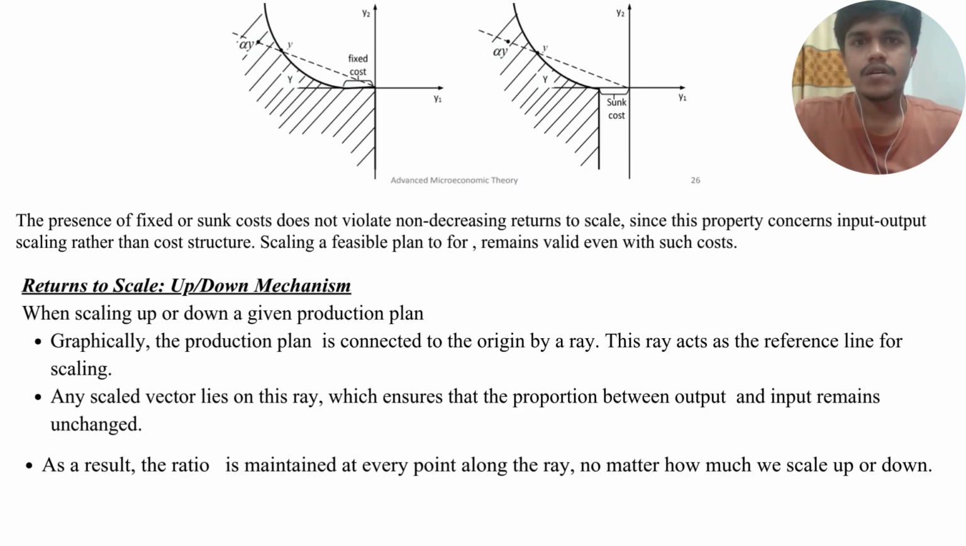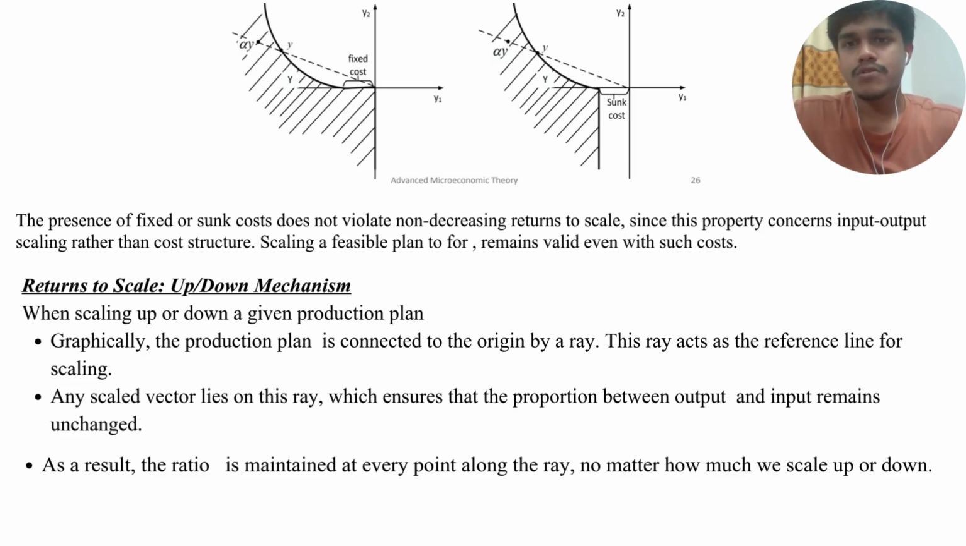After that, I have two more diagrams. I can say that these are non-decreasing returns to scale, and the lower diagram shows fixed or sunk cost. This shows that having a fixed or sunk cost doesn't violate non-decreasing returns to scale, because the property is about input-output ratios, not cost structure. As long as you are scaling inputs and outputs proportionally, the feasible plan remains valid even if fixed or sunk costs exist.